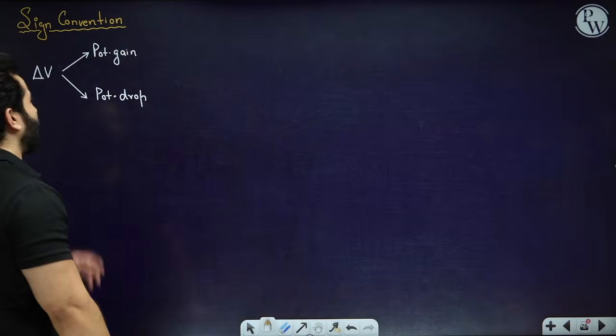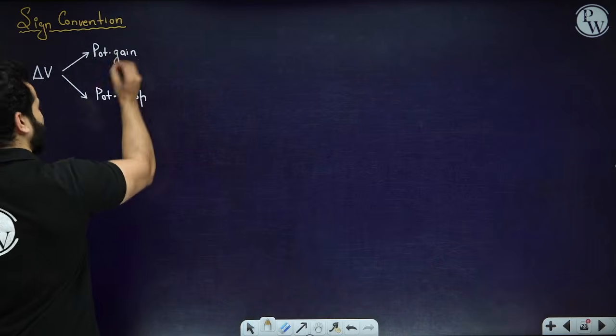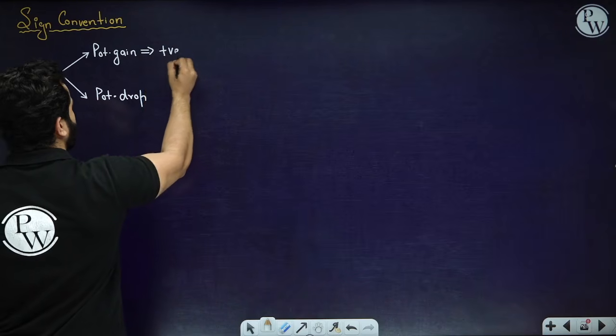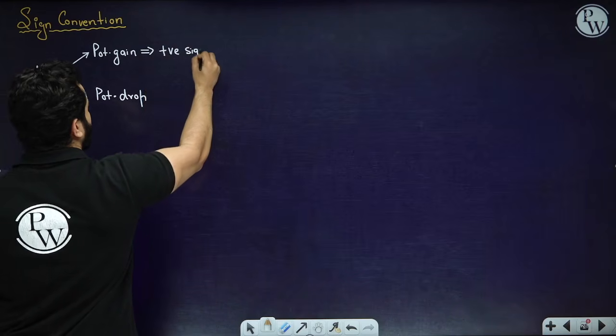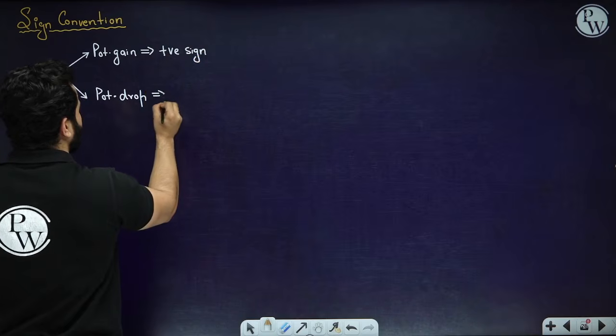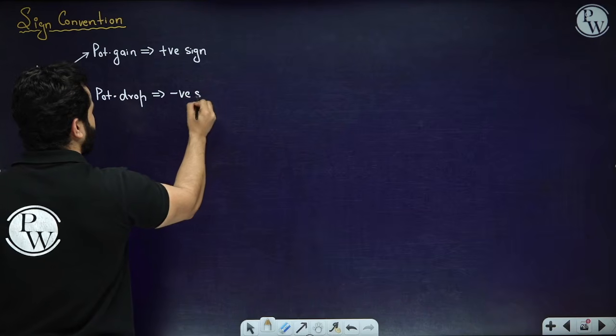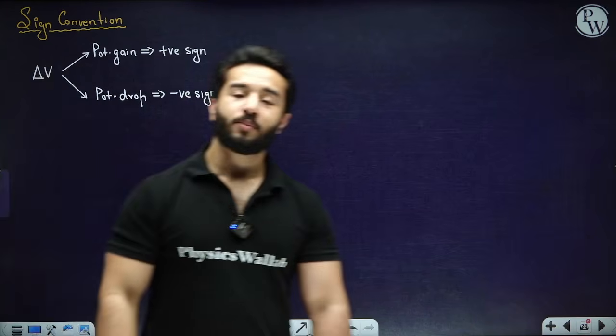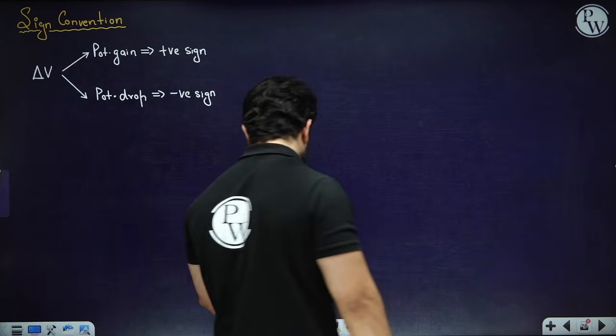Why sometimes do we call it potential gain? The thing is, whenever you read a potential gain, we are going to use it with a positive sign. Now again, this is not a law or something like that. This is just our convention. This is our way of writing it. Now, what do you mean by potential gain and potential rise?